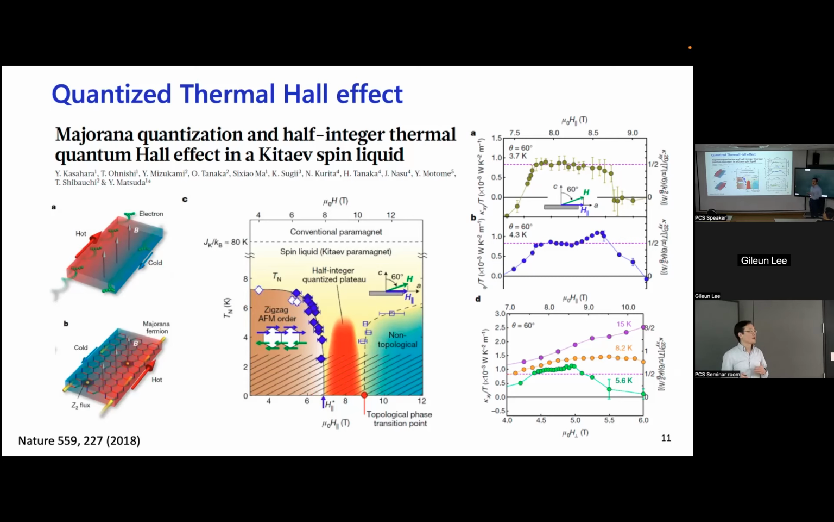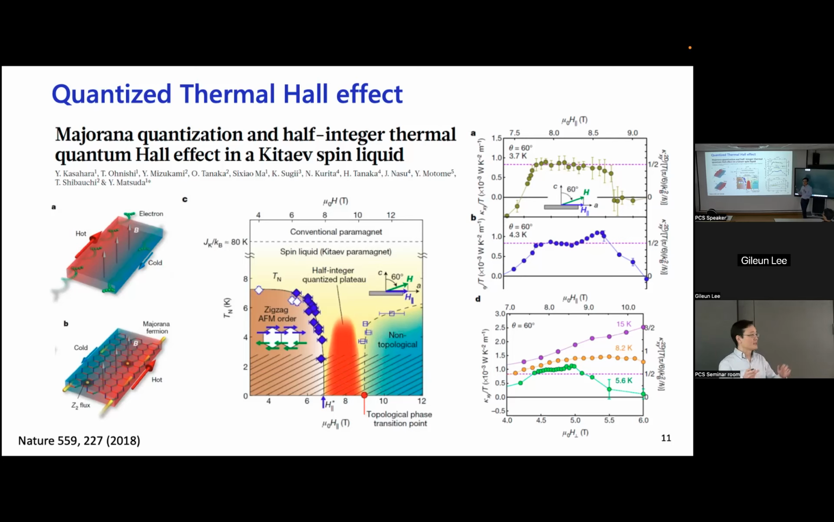And if you apply a larger field, you will realize a more conventional or trivial polarized state. But between them, there is a sliver of phase, which seems to be something very unusual. And what they claim is that this is a Kitaev quantum spin liquid phase in this red area here. And how do they know this? They show this by measuring thermal transport.